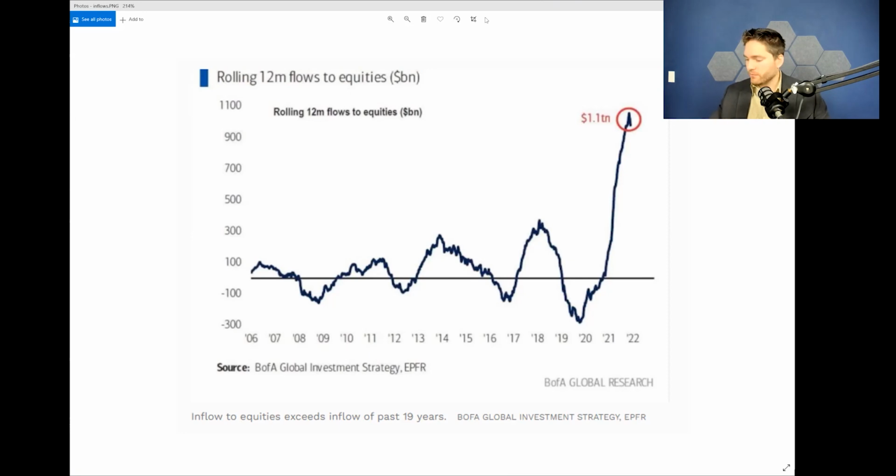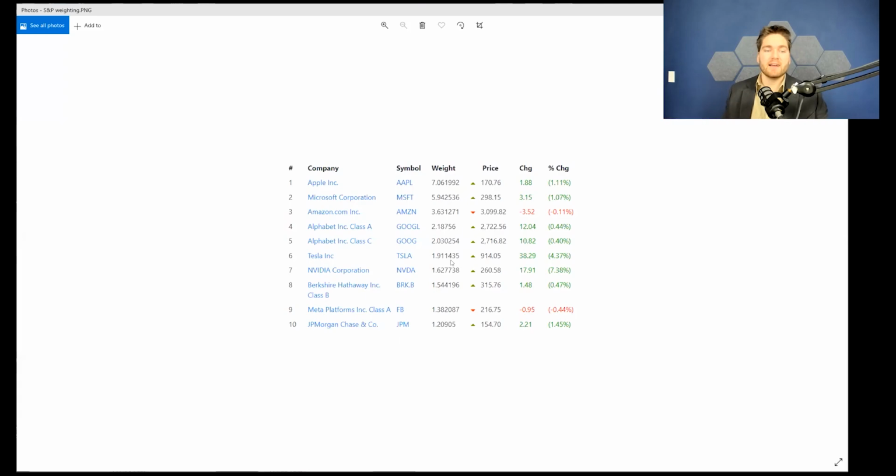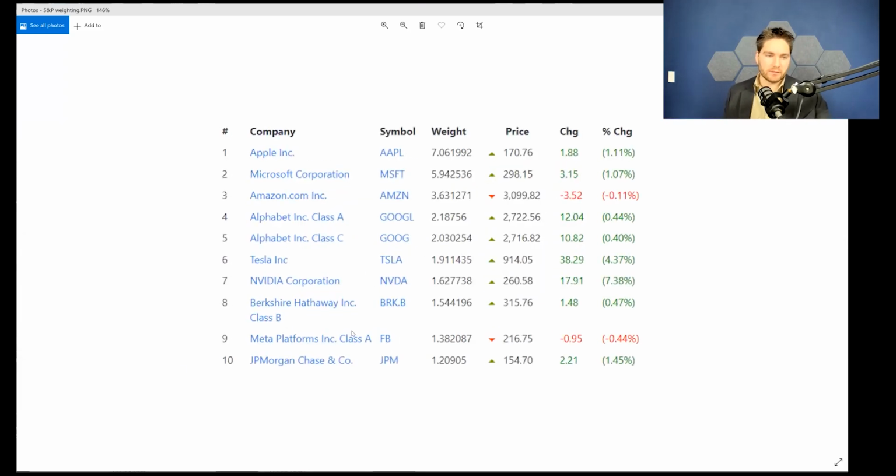All right. And then from there, I want to show you guys the weightings. If we take a look at the S&P 500, their weightings are quite interesting at this point. This is publicly available information. This is not something anyone can't find. So this is the top 10 holdings, with Apple being number 1 and number 10 being JP Morgan Chase.